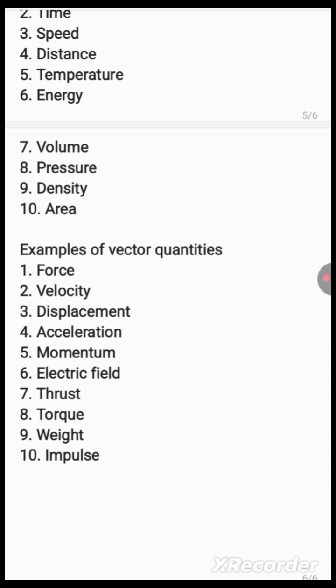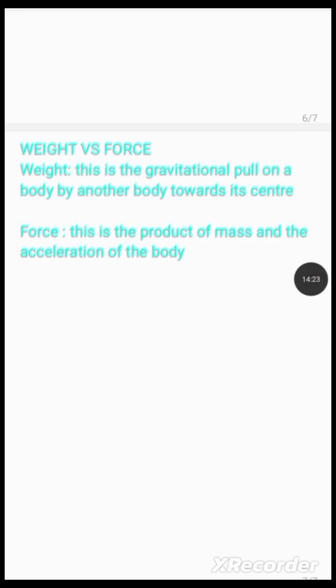Now, let us move on to a comparison of why and how most quantities have the same unit, and what it means if they do not have the same physical quantity. Like speed and velocity having the same unit of meters per second, while one is a scalar and the other is a vector quantity. Okay. Now we can see an example: weight versus force. They both have the same unit, which is Newton.